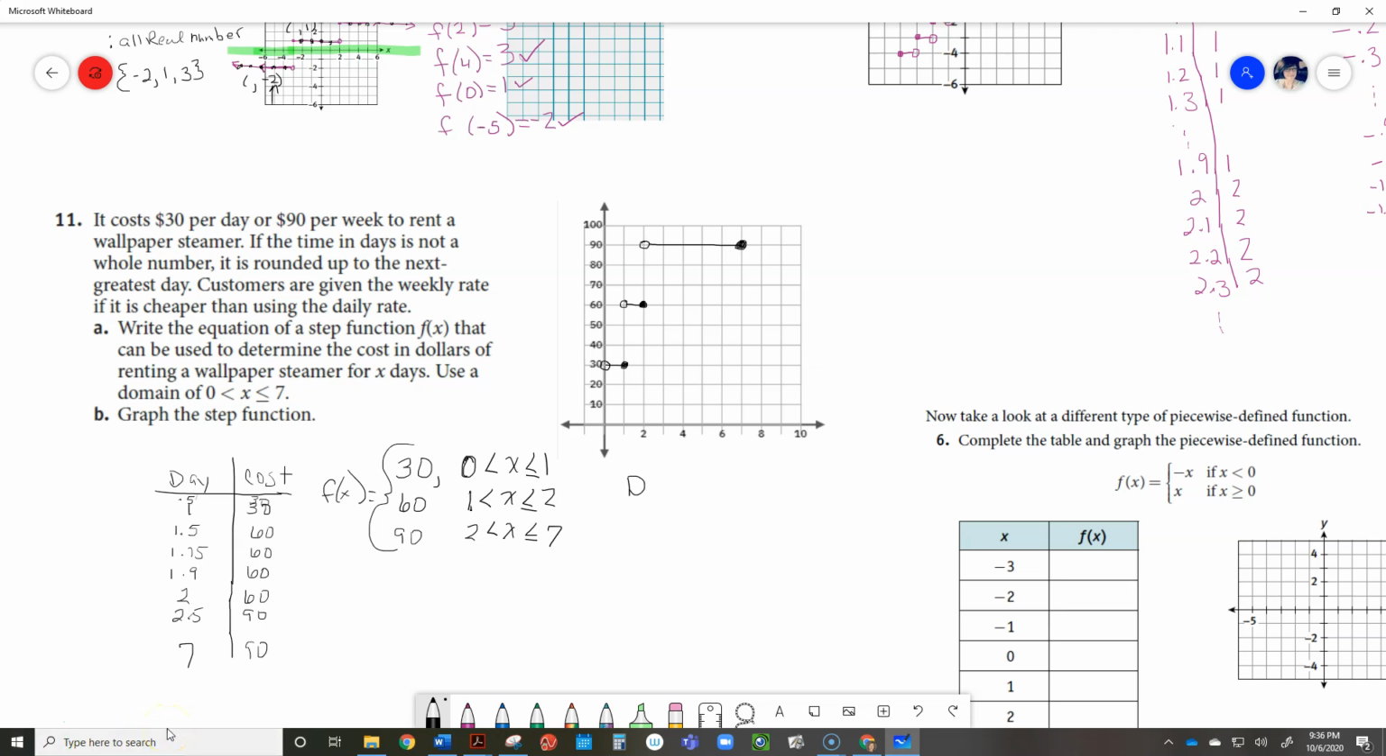What is the domain? The domain was given. They gave us the domain right there. I'll write it in interval notation. It starts at 0 and stops at 7. What is the range? The range is in roster notation. It is $30, $60, or $90. Those are the only 3 payments that you have. All right, that should get you through your Desmos activity.